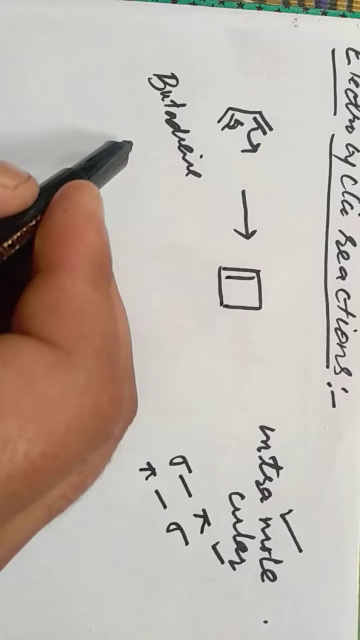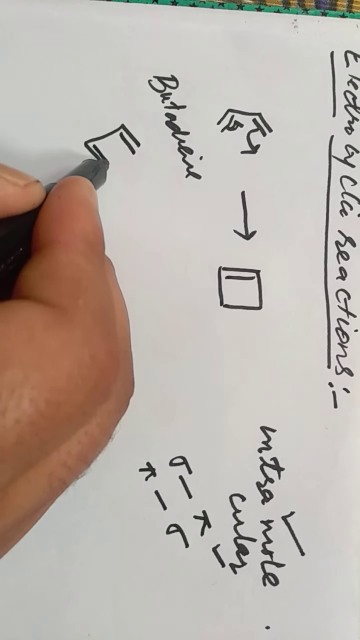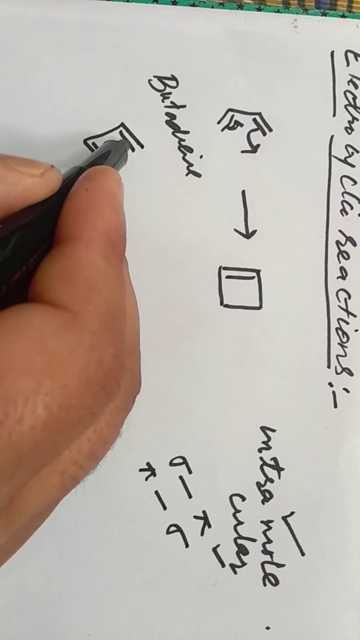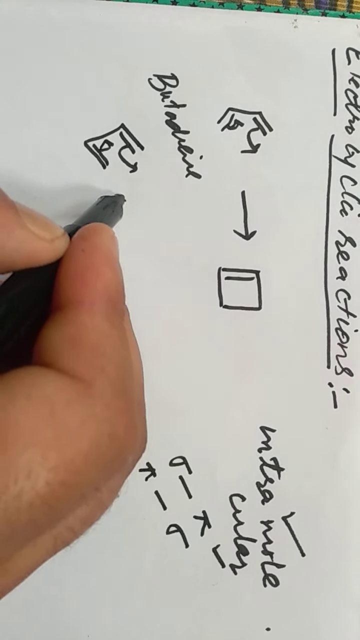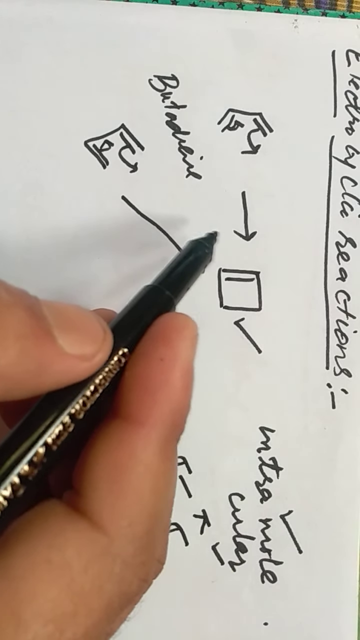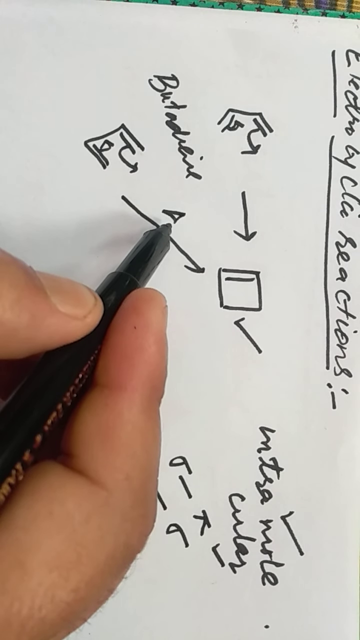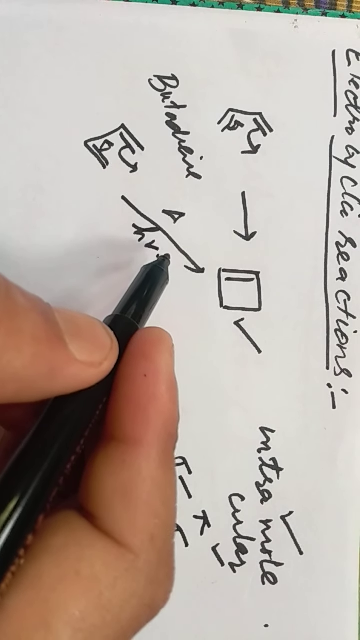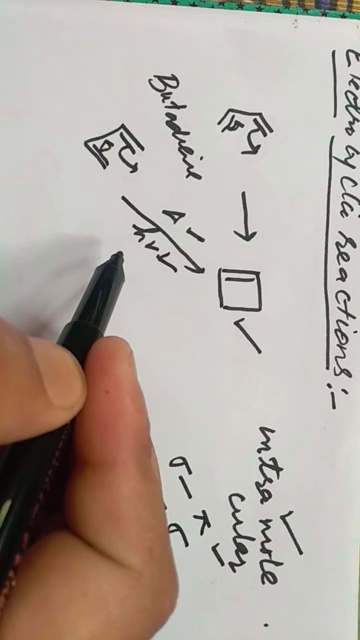We can write butadiene like this for simplicity. This is our butadiene. Now what happens? This bond shifts to this side and this bond shifts to this side, and we get this product. These electrocyclic reactions take place in presence of light or thermally. These reactions take place thermally or photochemically.